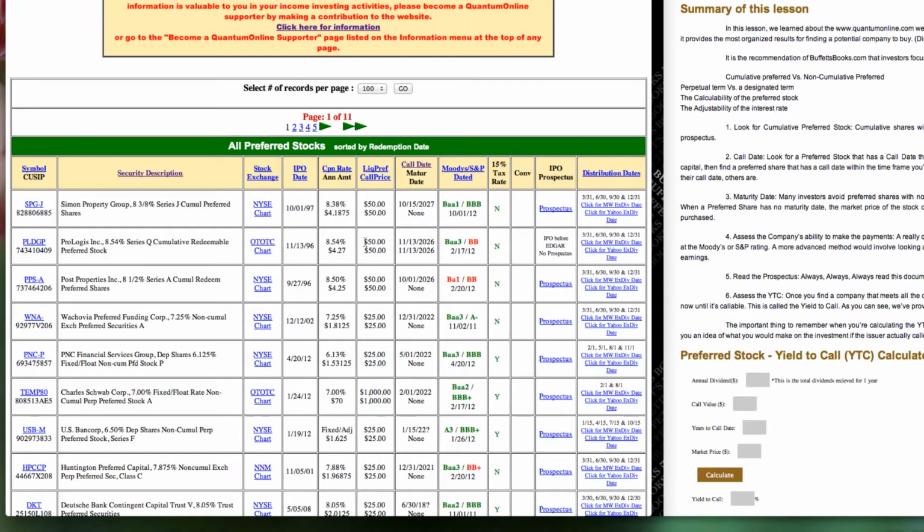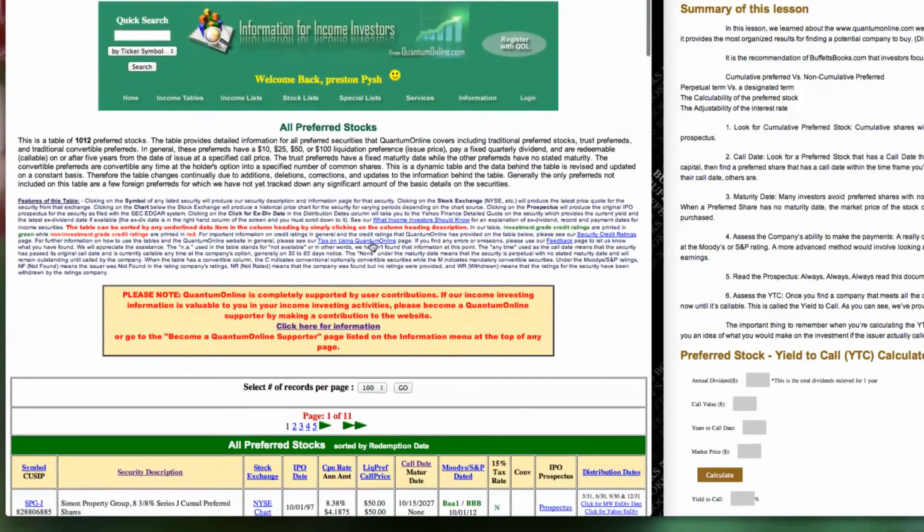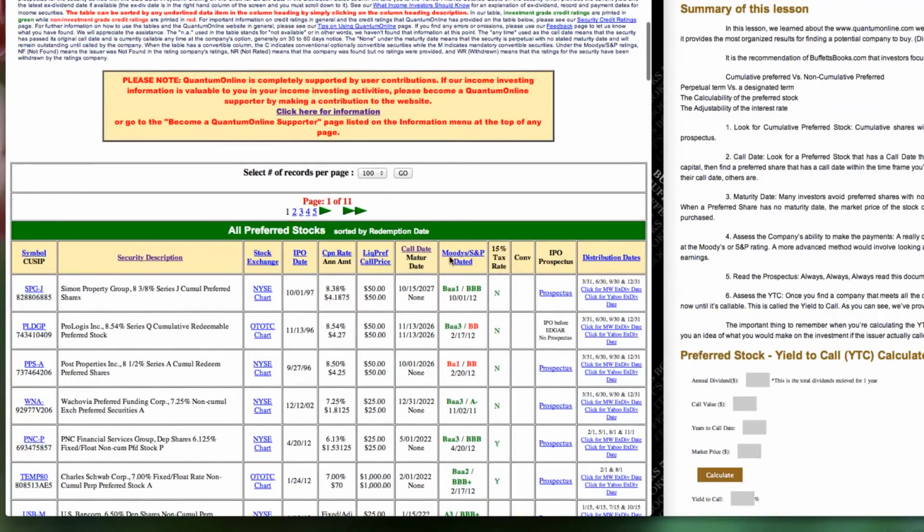But the point I really want you to take away, and this is the first lesson objective, is how powerful this website, Quantum Online, is, and coming in here and being able to sort all these different preferred shares, being able to sort out and find something that you're really looking for, because all the information is available on that one screen capture.